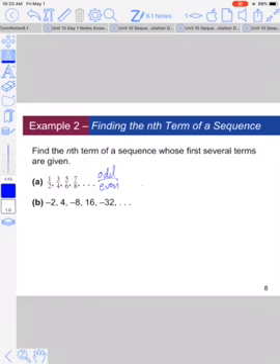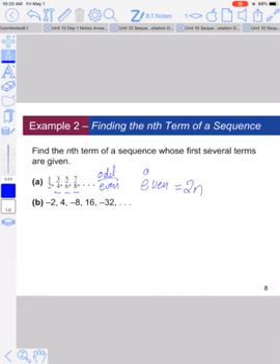Well, an even number is represented by 2 times n. So if n was 1, 2 times 1 is 2. If n is 2, 2 times 2 is 4. If n is 3, 2 times 3 is 6. If n is 4, 2 times 4 is 8. See how even numbers would be 2 times n?